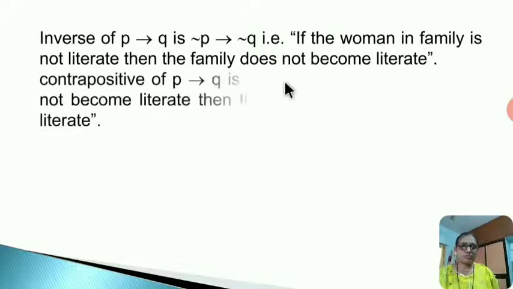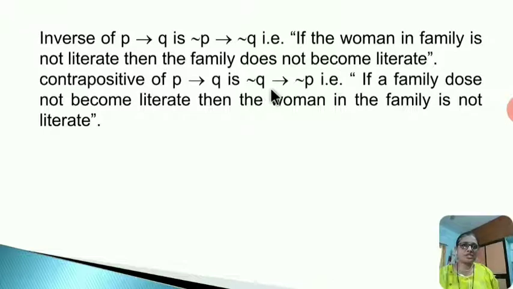Now contrapositive of P implies Q is negation Q implies negation P, and so it is written as: if a family does not become literate, then the woman in the family is not literate.